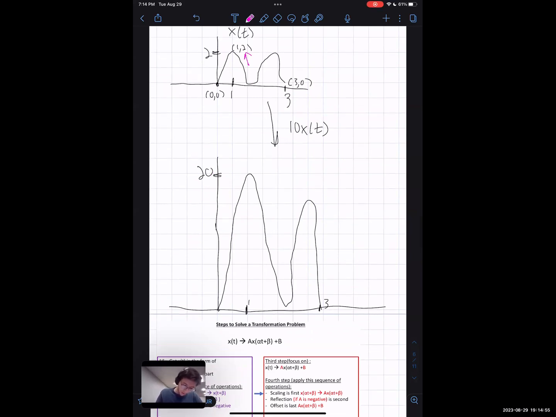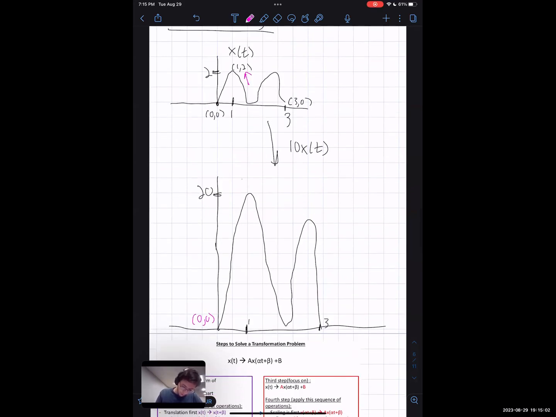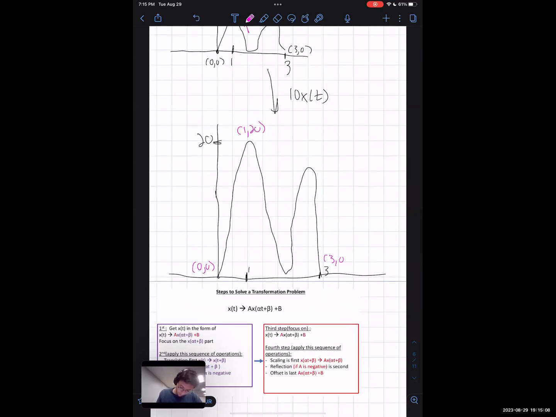So if we're going to do that, we would see 0 times 10 is still 0. So that's why this is 0, 0. This 1 doesn't change. But now 2 times 10 gives us that 20. And here, once again, it doesn't change.